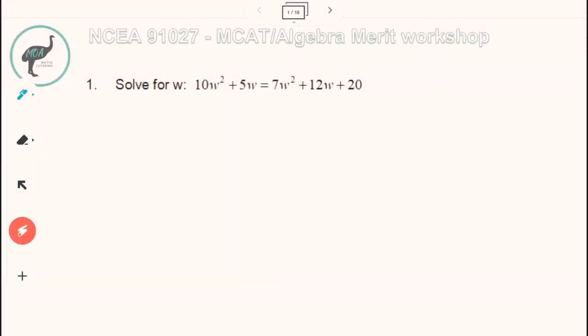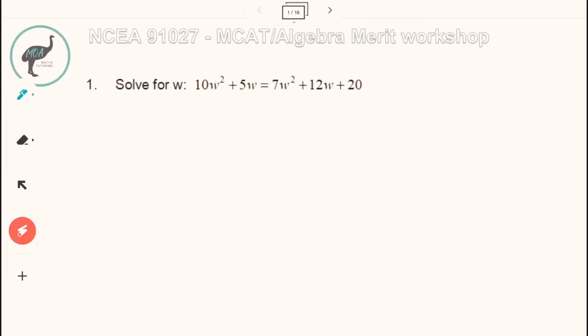Okay, here is question 1. We've got solve for W with an algebra equation. Now, when you're looking at solving anything in this particular standard, there are really only two different methods for solving that we look at at this level.